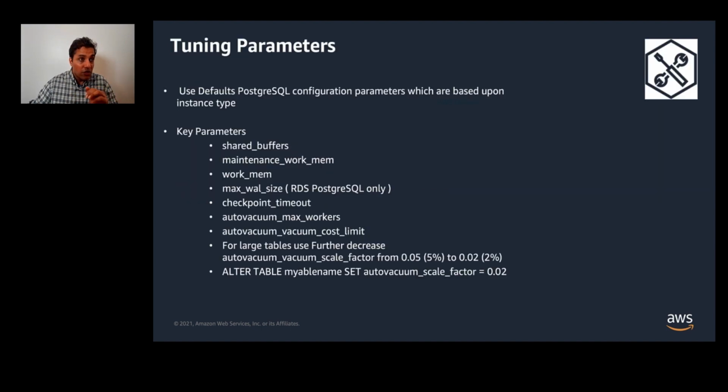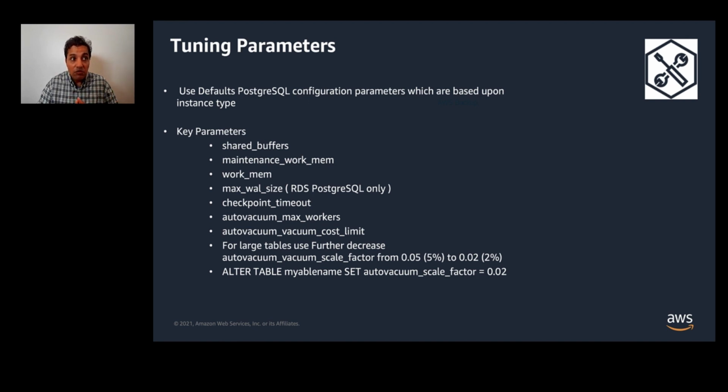And as far as tuning goes, it's going to be again very high level, but I do want to call out some of the key performance tuning parameters like shared_buffers and maintenance_work_mem. That's the part of memory that gets used anytime you're running vacuuming or creating an index. work_mem is a setting that will be used anytime you're doing a hash join or any kind of sorting. That is the part of memory that Postgres will use for work_mem. max_wal_size is something to consider, and again only applies to RDS Postgres.